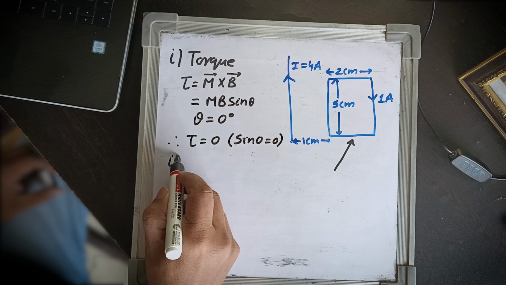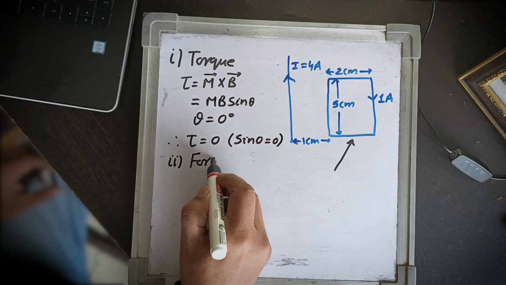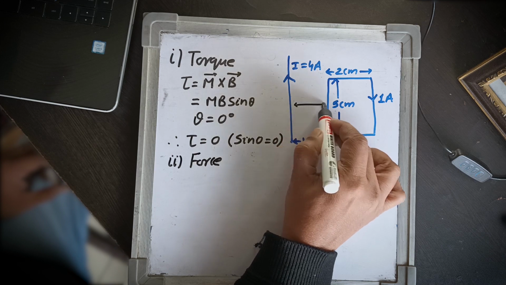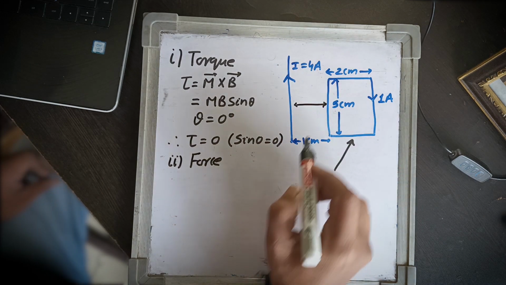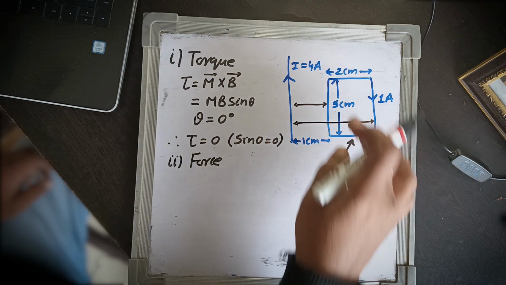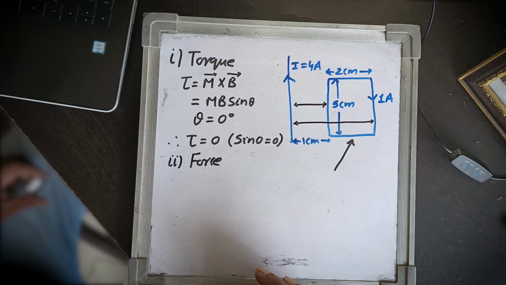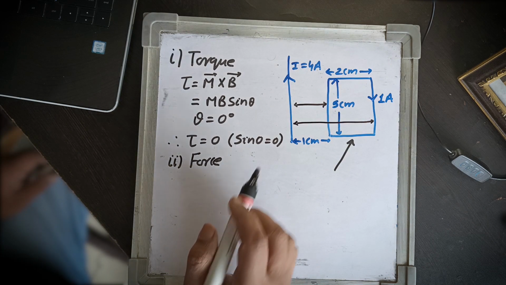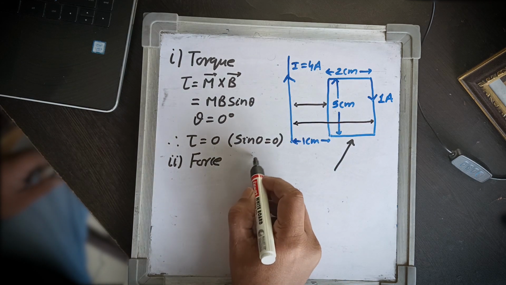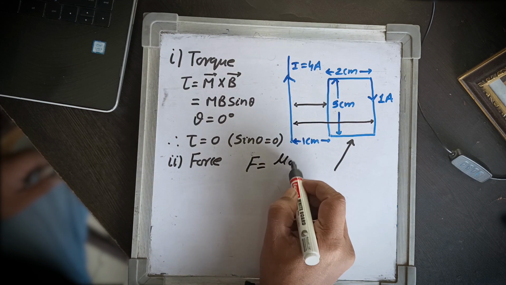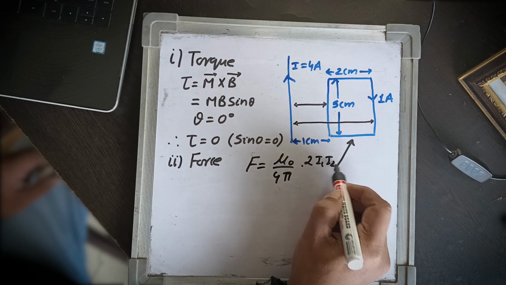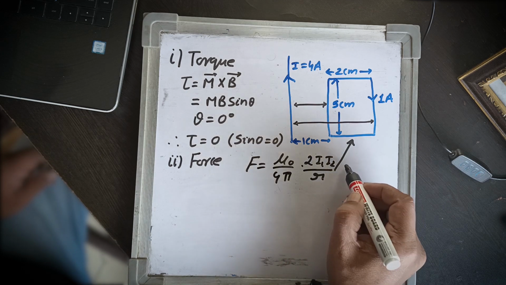Then we come to the force. When I am talking about force, I have to consider this wire and this arm of the loop, and the force between them. For the other two arms of the loop, there will be no force. Now, for the first and second arm, the formula for force is mu naught by 4 pi into 2 I1 I2 by r per unit length.